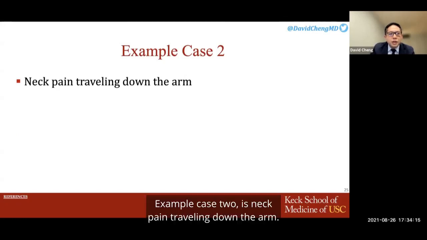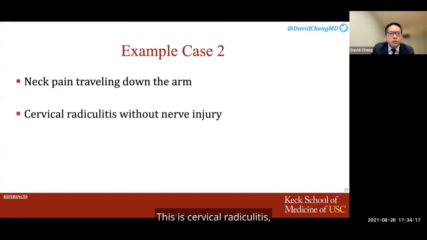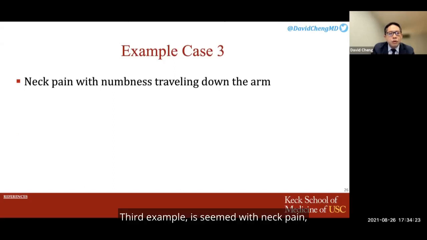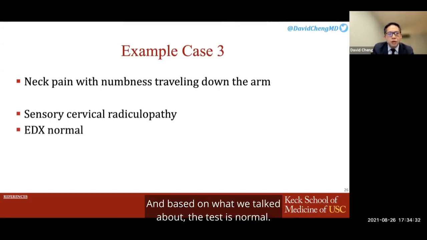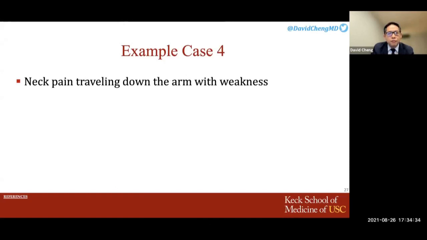Example case 2 is neck pain traveling down the arm. This is cervical radiculitis, but there's no nerve injury, and therefore the test is normal. Third example is someone with neck pain with numbness going down the arm. This is a sensory cervical radiculopathy, and based on what we talked about, the test is normal.